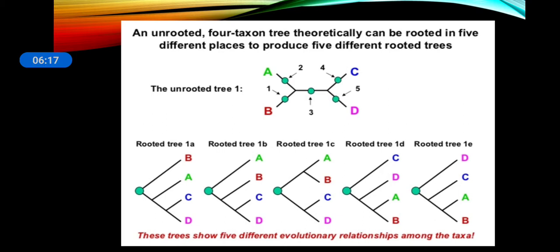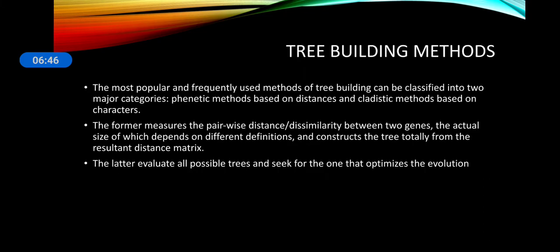This is a very small tree, there are only 4 taxa. But if there are more than 4, like 5, 6, 7, 8 taxa, you will have different combinations of a rooted tree. In that case it will be difficult to root that tree, because there will be so many combinations. So there are different methods for building trees in those cases, and we will discuss some tree building methods.